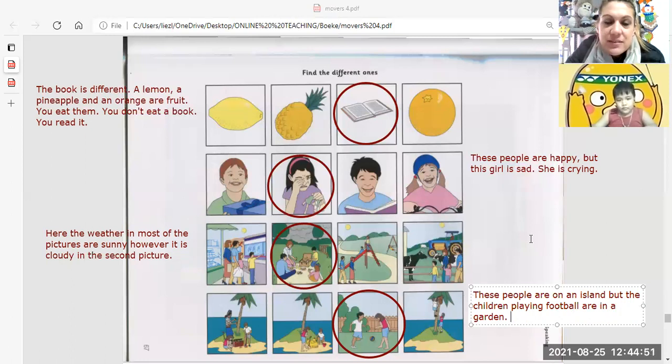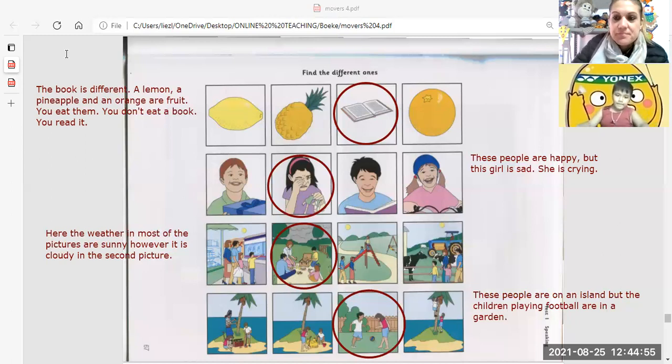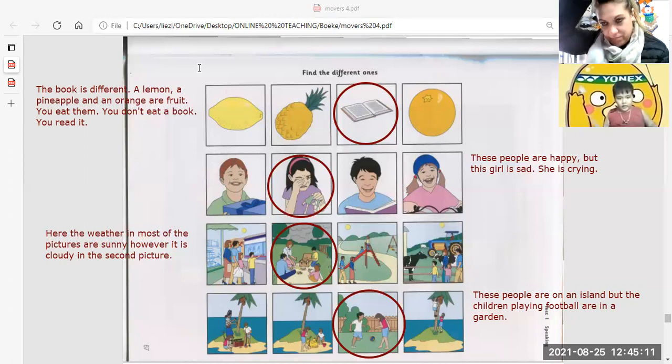Okay, let's read it again. First one, the book. Okay, read it again. The book is different. A lemon, a pineapple, and an orange. Football, you eat them. You don't eat a book, you read it.